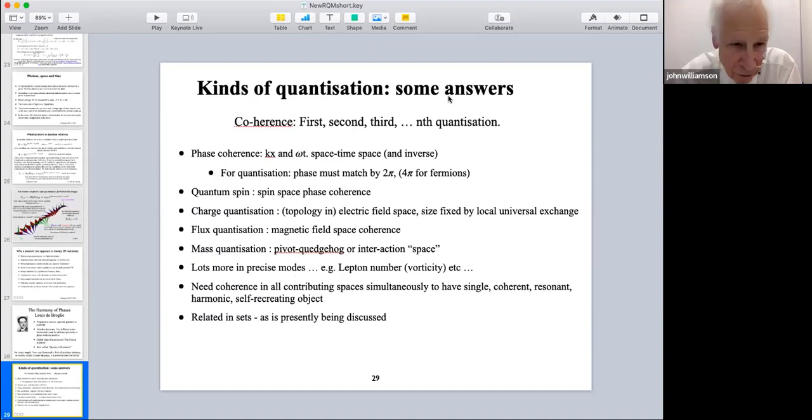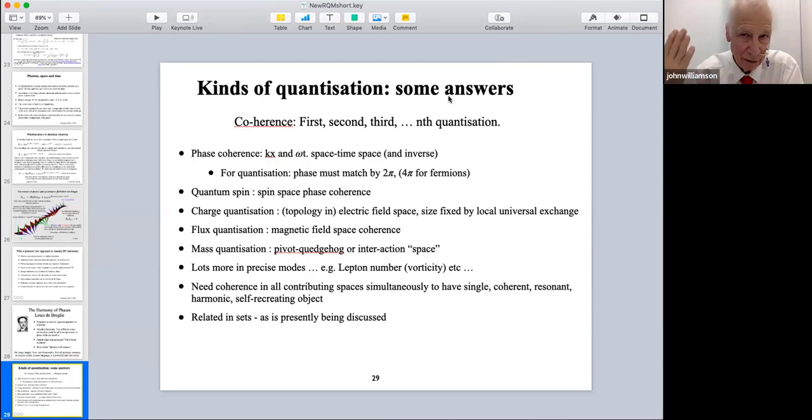So, what about quantization? I want to give some answers here. So, what is quantization? What are we talking about here? We're talking about things which are really given by a quantum number. Quantum means countable. It means one, two, three. You got a certain number of those things. What are the kinds of quantization that we observe? And what is their origin? Well, the most important one is phase coherence, kx and omega t, space-time, space, and its inverse. For quantization, any oscillation that's happening has to bite its own tail in phase.